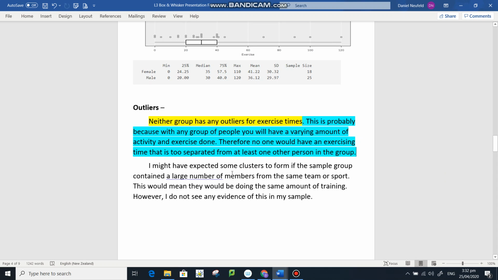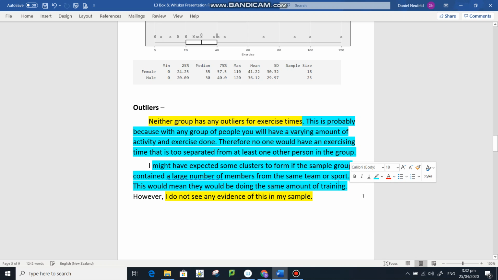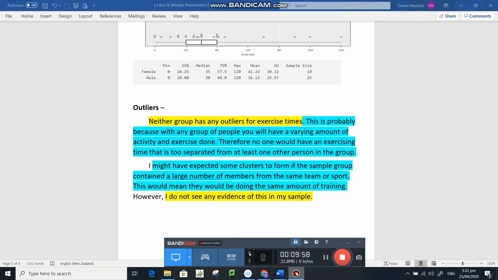So again, I'm giving my marks towards excellence or a strong merit. When I talked about clusters, if I don't see any, there's my achieved. I don't see any clusters. Then when I give a reason, in this case I was saying that maybe athletes, if there are people from the same team together, then they would be training the exact same amount, so they would have to be doing the same amount of exercise. They might show up as a big cluster in the data.